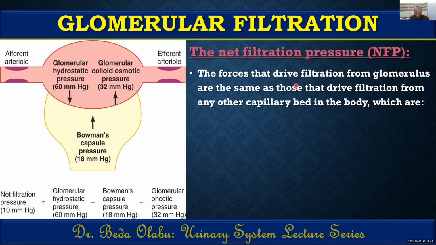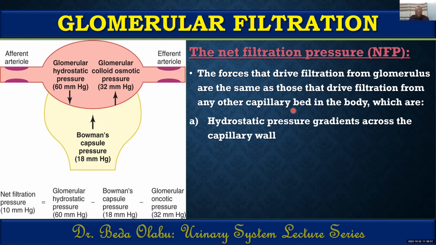Now, when you look at the net filtration pressure at the glomerular capillaries, it will be almost similar to what we have in the other capillary beds in the body. As I said, it depends on two types of pressures. We have the hydrostatic pressure gradient across the capillary wall. So we have hydrostatic pressure within here, in the blood vessel within the capillary, and hydrostatic pressure within here.